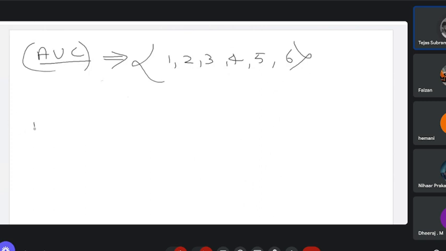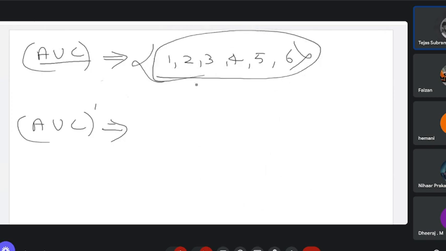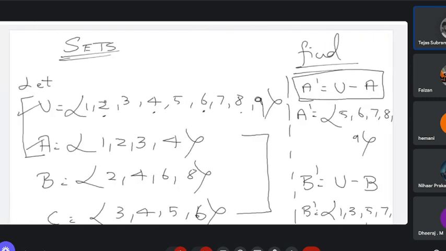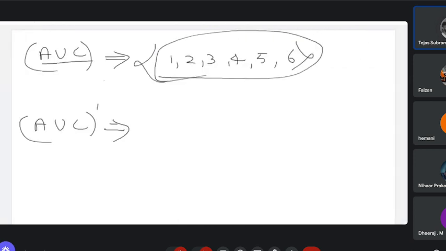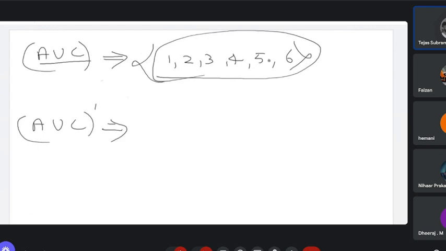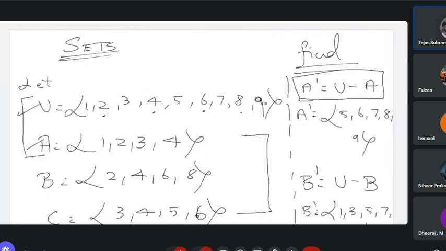Now, the main question was A union C, the whole complement. What does this mean in terms of English? Whatever elements are present in the universal set, but not in this. Universal set, I'll go back. Focus. 1, 2, 3, 4, 5, 6, 7, 8, 9. From 1 through 9 was my answers in the universal set. But what is A union C? From 1 through 6 is my answer for A union C, which means what and all is not present in this set, but present in the universal set I'm supposed to find out.